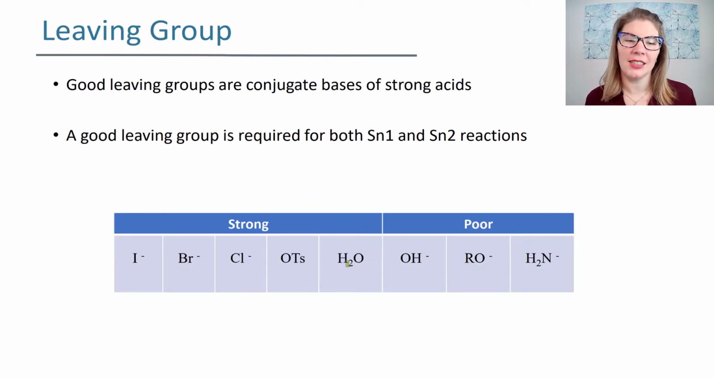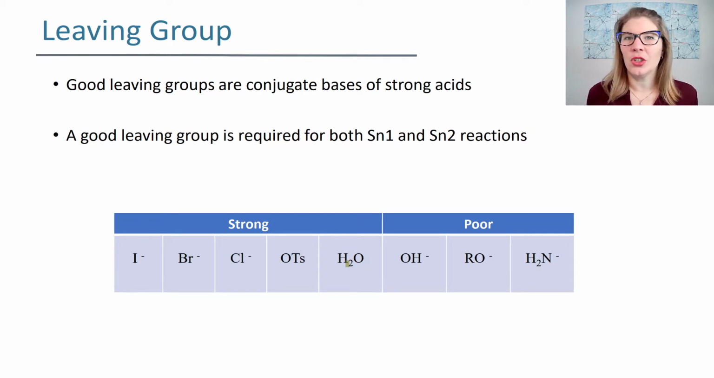The next thing that we're going to consider is leaving groups. You need a good leaving group for both SN1 and SN2 reactions. But if you had to make a choice, SN1 is more important to have a good leaving group, like a really good leaving group, because the leaving group is leaving on its own, right?